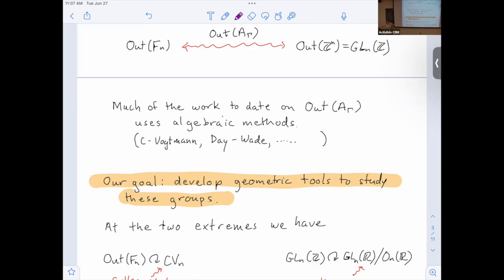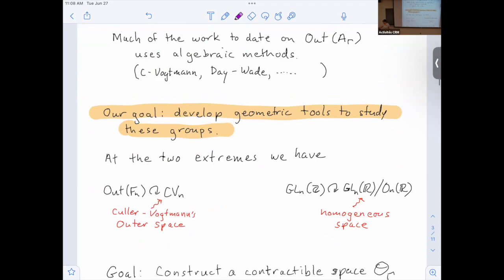So what do we have at the two sides? We start at the two extremes and see what we have. Let's start on the right-hand, abelian side, because everybody knows about that. What does GL_n(Z) act on? Well, the natural thing is the homogeneous space, GL_n(R) mod the orthogonal group O_n(R). That is a nice contractible, very well understood space, and we have this nice action, and it can be used to tell you all kinds of things.